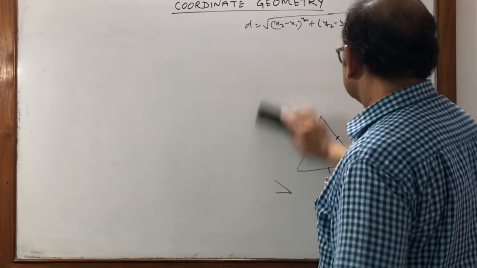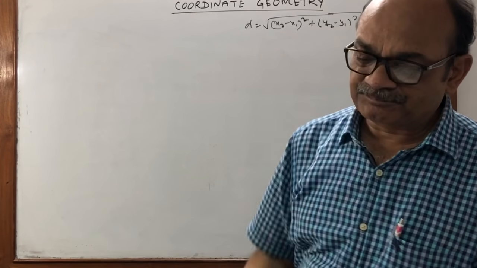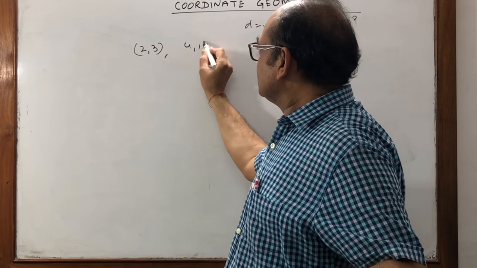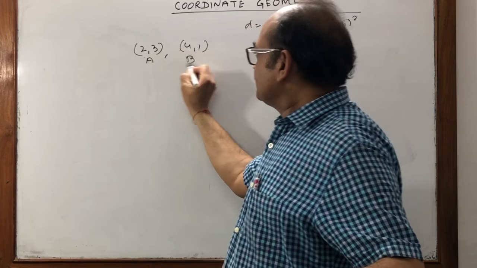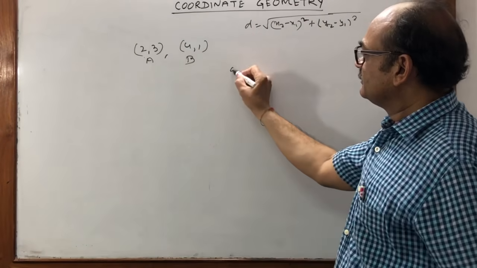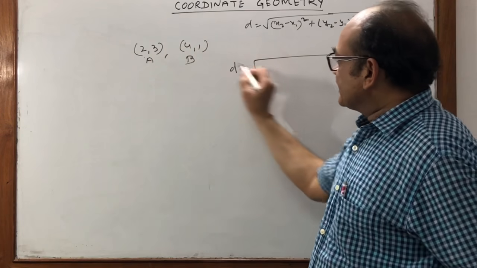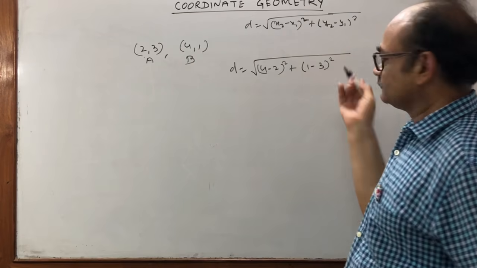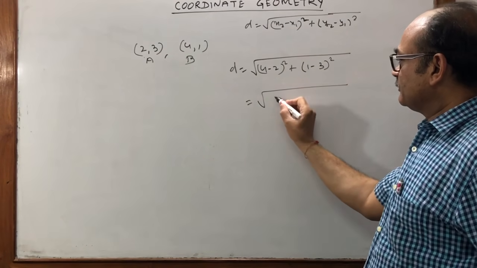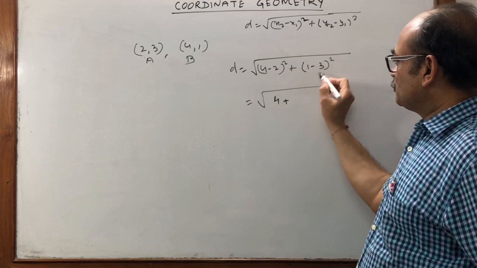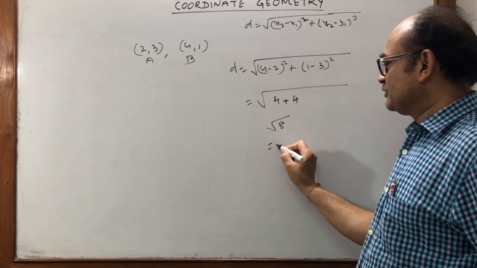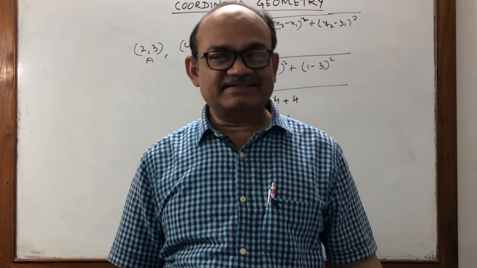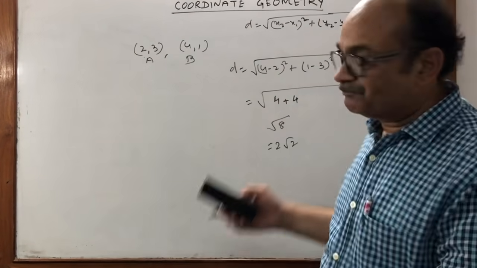The first question is based on the simple distance formula. Two coordinates are given, 2, 3 and 4, 1, and we want to calculate the gap between these two points. Apply this formula: x2 minus x1 and y2 minus y1, the whole square. What are we getting? 2 square, that is 4, plus 2 square, that is 4, root 8, meaning, as you know very well, 2 root 2. So 2 root 2 is the gap between coordinates A and B.